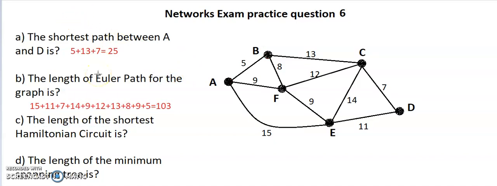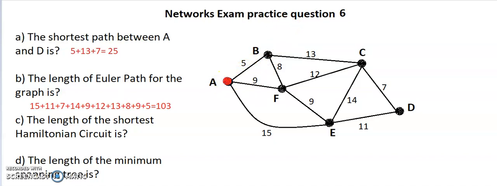Part C is the length of the shortest Hamiltonian circuit. Now, if we are talking about a Hamiltonian, straight away we are talking about going through all of the vertexes. But we would like it to be a circuit. So the first thing I think about is I always pick one vertex. So I'm straight away just going to be picking A.